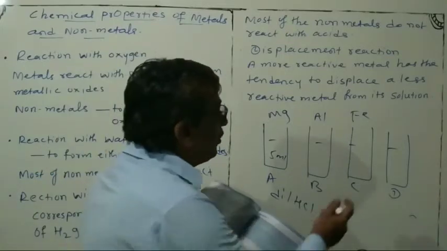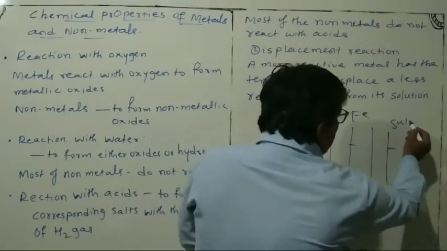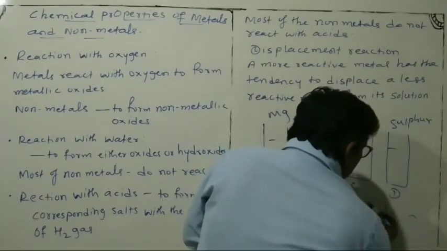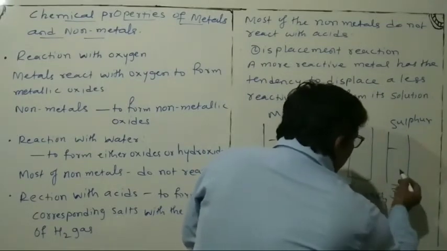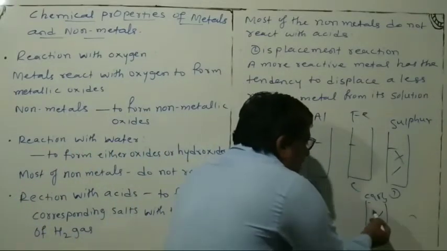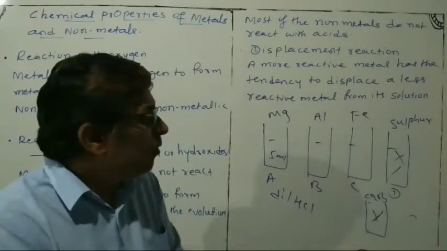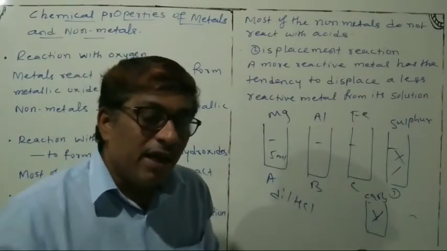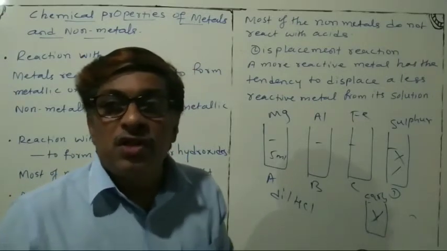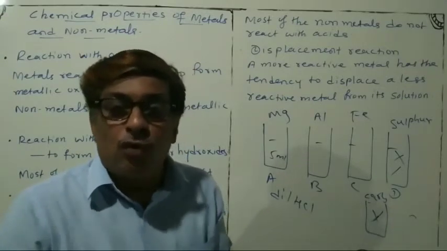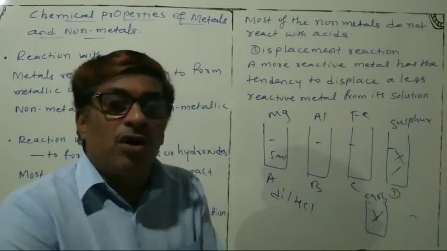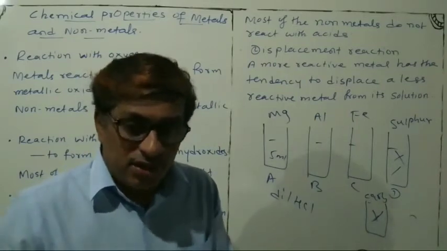But if we take sulfur, which is a non-metal, and carbon in another test tube, no reaction takes place, because these are non-metals. So metals react with acid and produce the respective salts with the evolution of hydrogen gas. Non-metals do not react with acids.